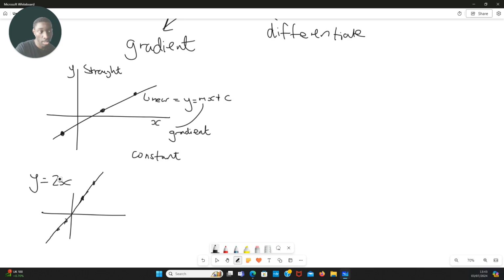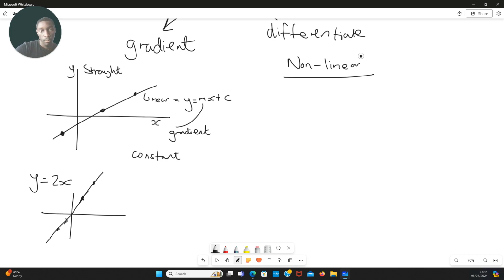And of course, it can be steeper. The larger it is, the steeper it is, and the smaller the number is, the less steep it is. And of course, you can have a zero gradient, and that is common when we look into a different type of function. So we've looked into linear equations, and these are equations of a straight line. Now you can have equations that are non-linear.